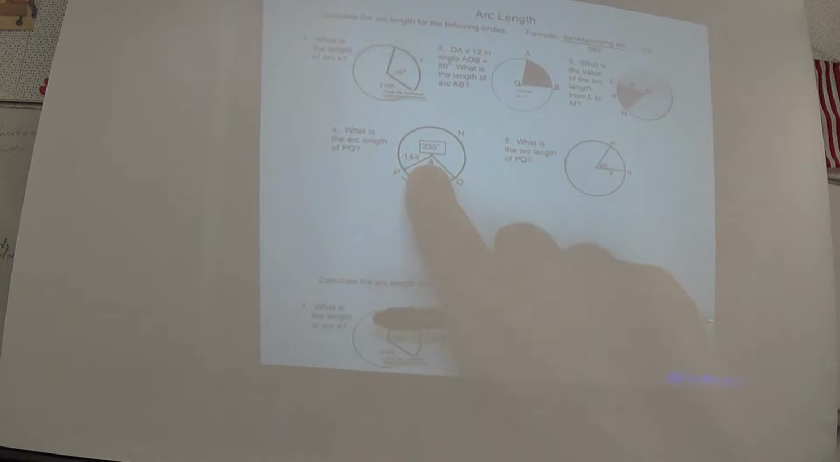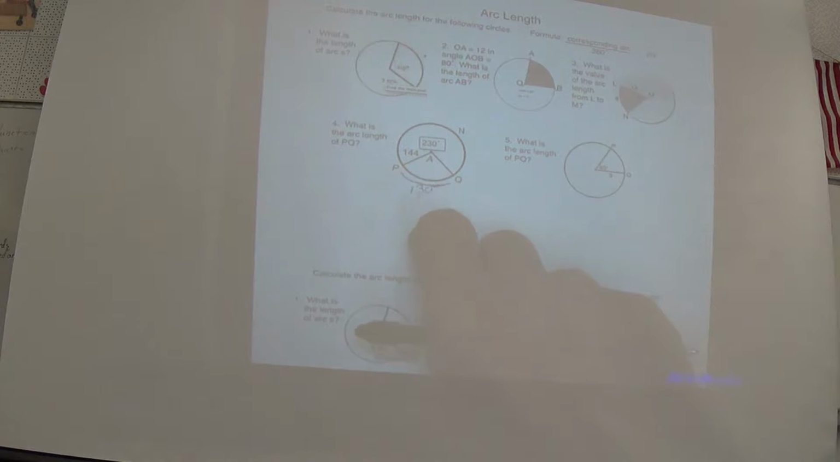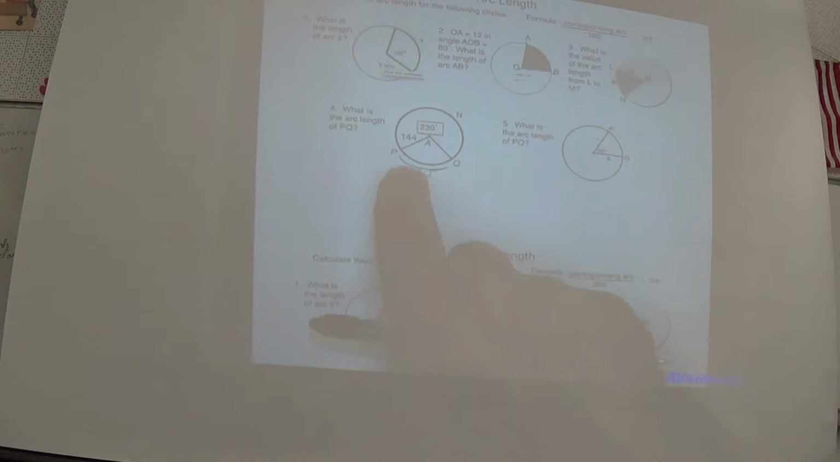Now the radius is 144, so that's okay. The radius is 144, and in reality this wouldn't be 130 degrees, right? This isn't 130 degrees, but it's not drawn to scale. Not drawn to scale, because like I said, that's not even 90 degrees. But they don't have it to scale today. So what is the arc length of PQ?